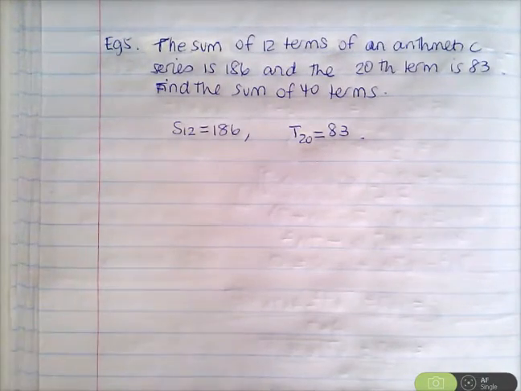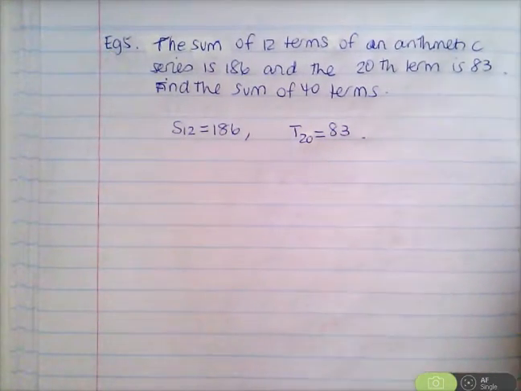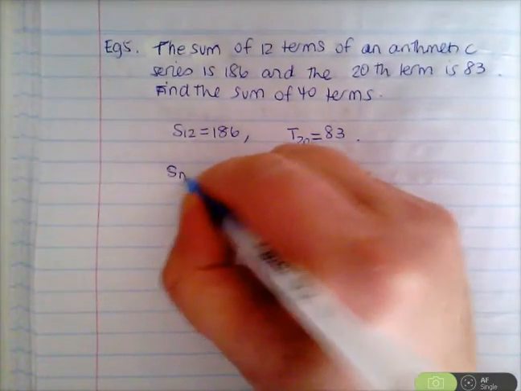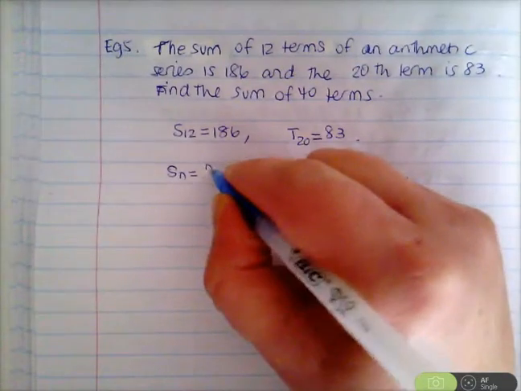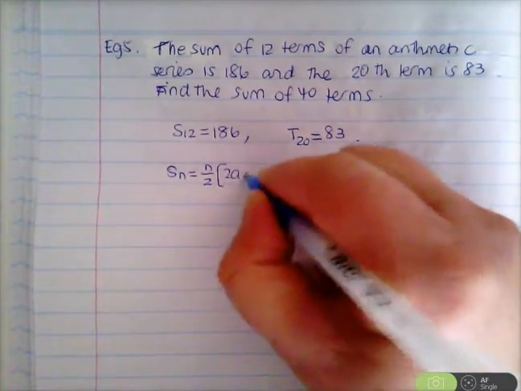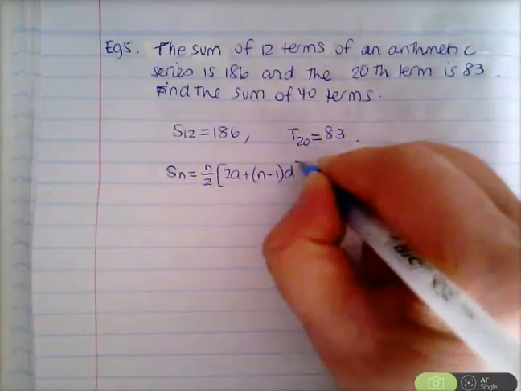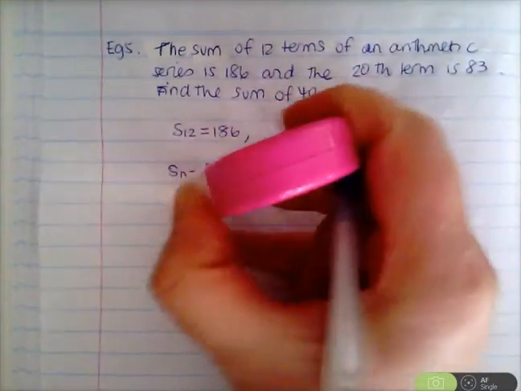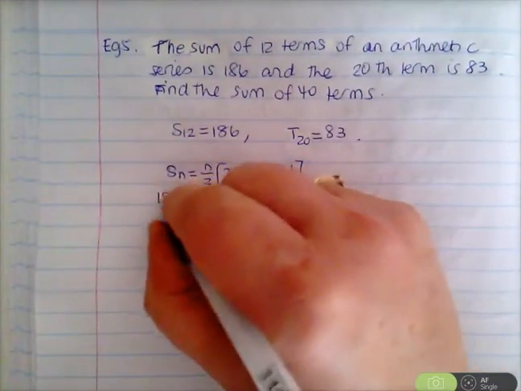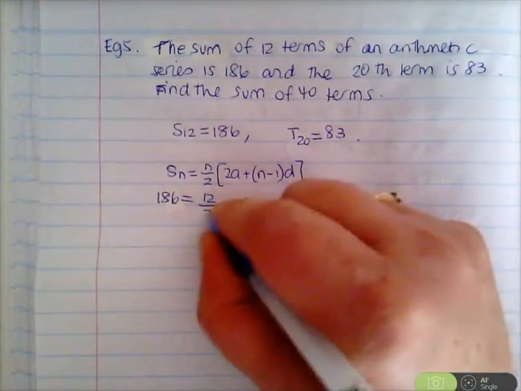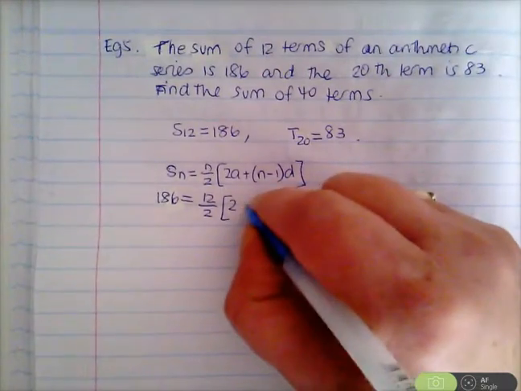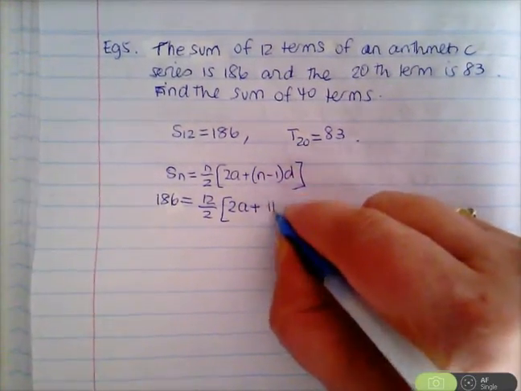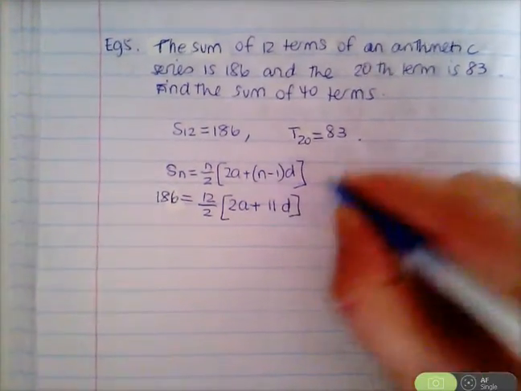Now you're given two pieces of information and you can form two equations from that. So the sum of n terms, remember, is n on 2, 2a plus n minus 1 d. And we know the sum of the first 12 terms, so we're going to do the sum of the first 12 terms here. That's 186 equals 12 on 2, 2a. I don't know what the first term is, but we know that there's 12 terms, so it would be 12 minus 1, which is 11, times the common difference d.